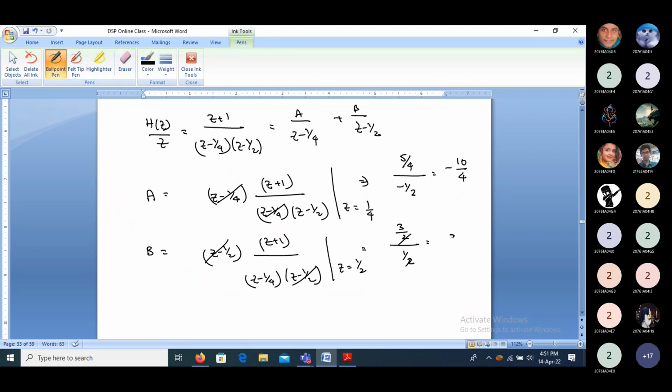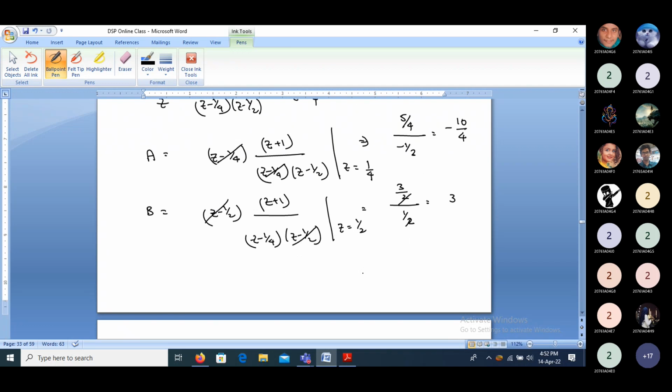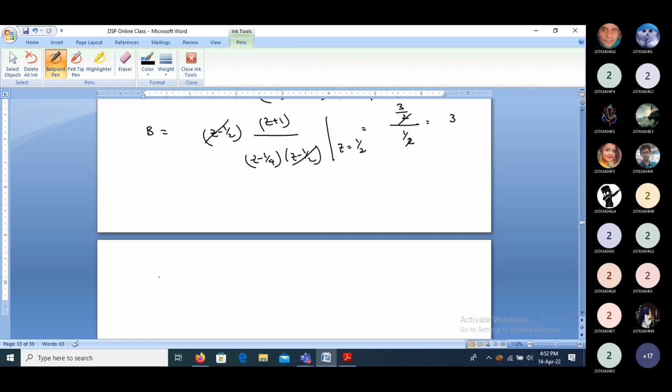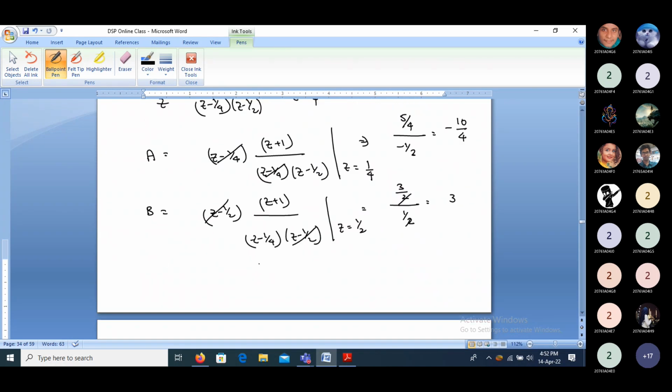So the answer is 3. This is about the concept of the A value and B value. So from this one, the final answer is h of z by z is equal to a by z minus 1 by 4. What is the value of a?